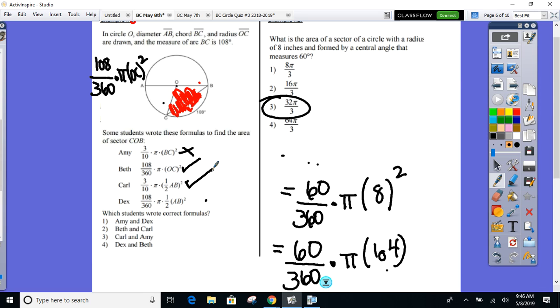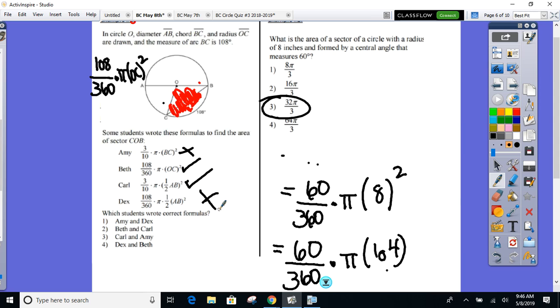Dex, probably short for Dexter. 108 over 360 looks good. The pi looks good. What's the issue? He's squaring the diameter. We need to square the radius. Even though he's taken 1/2 at the end, I don't care. It's not the same as squaring the radius. Okay, he's squaring the diameter.